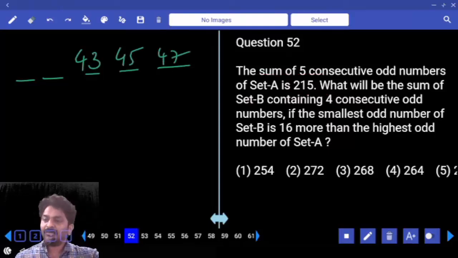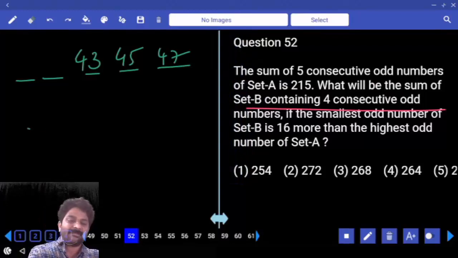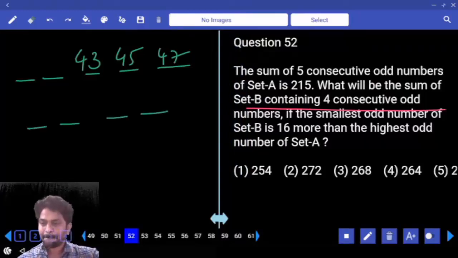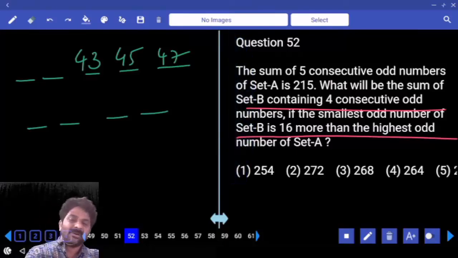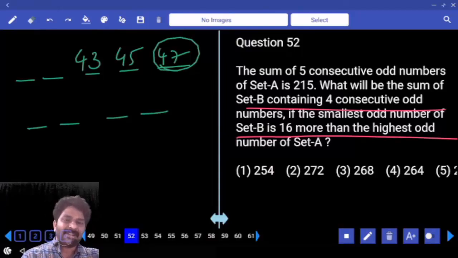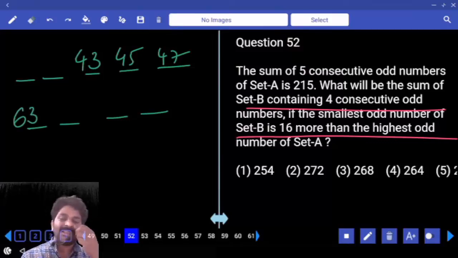Next. What will be the sum of set B containing 4 consecutive odd numbers? Set B has 4 consecutive odd numbers. The smaller odd number in set B is 16 more than the highest number in set A. Highest number in set A? 47. To that number, if you add 16, that becomes 63.